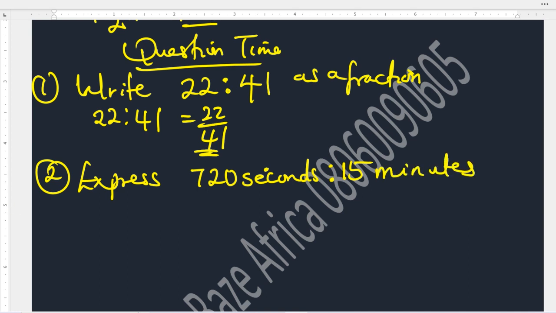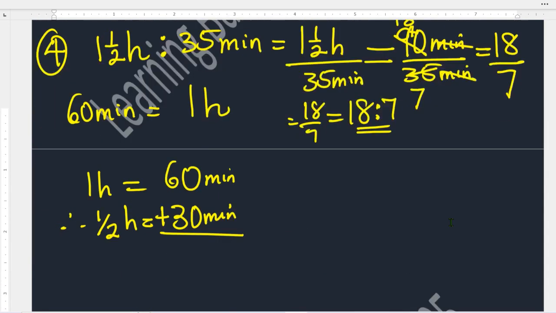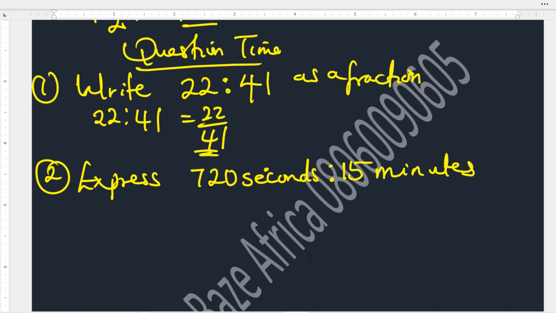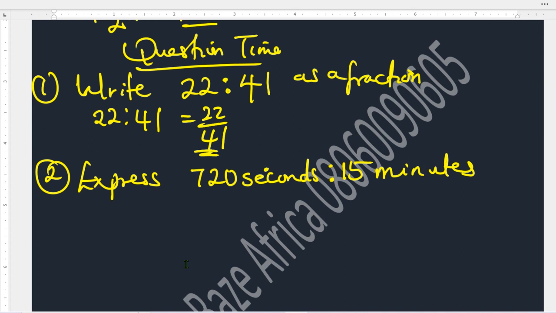Okay, express 720 seconds is to 15 minutes in the simplest form. Your answer will be in ratio. Don't forget how you were taught. I believe you have written it down in your exercise book, just like this. Express 720 seconds to 15 minutes in the simplest form. Get ready to type your answer. We are fast here.